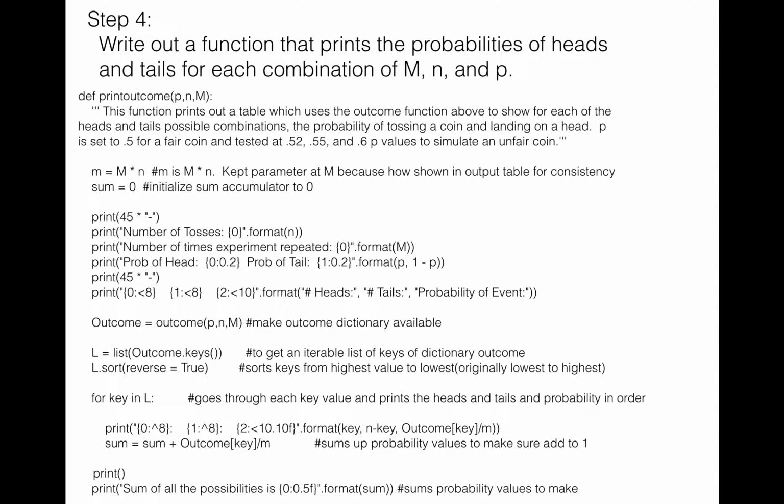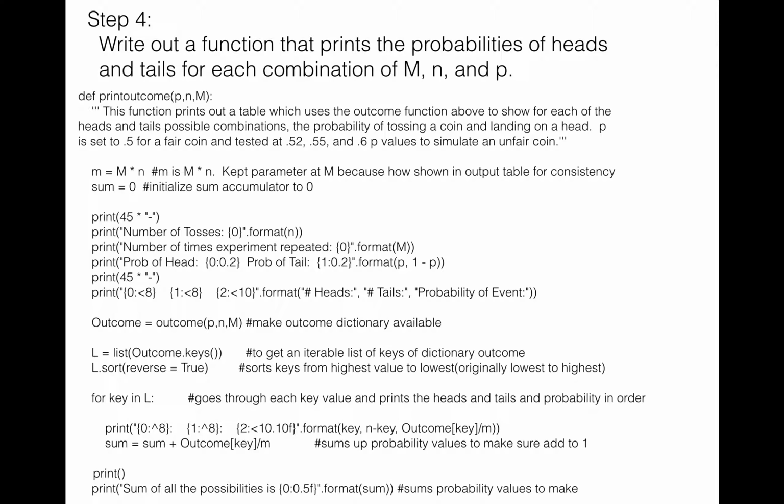And then I print a bunch of dashes, print the number of tosses, dot format, number of tosses, which is going to be 5, 10, 15, or 20, 50, and then the number of times the experiment was repeated, probability of a heads, probability of a tails, more slashes, and then heads, tails, probability of events. And then here I call the outcome function, and I set it to variable outcome, and that just makes that dictionary available to this function. And then I said L equals list of outcome.keys, and that's just to get an iterable list of the keys of the dictionary.